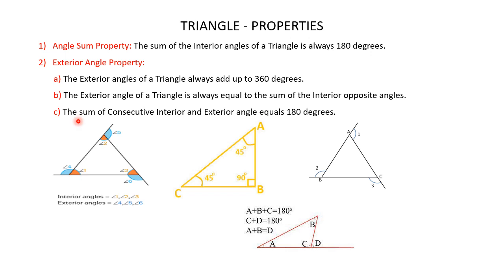The sum of consecutive interior and exterior angles equals 180 degrees. So, in this figure, angle D and angle C are consecutive exterior and interior angles. So, according to the exterior angle property, angle C plus angle D will be equal to 180 degrees.